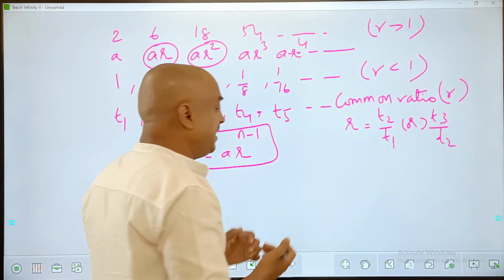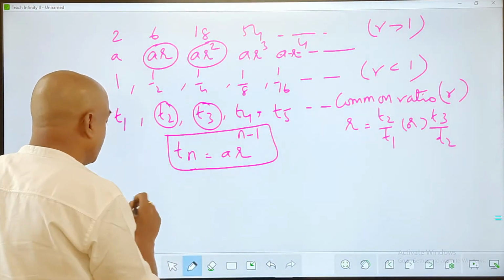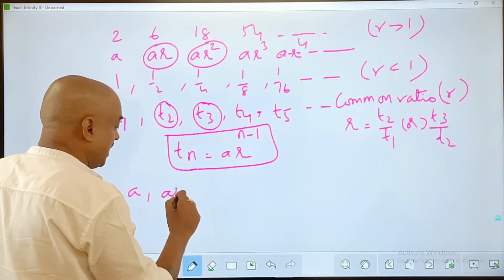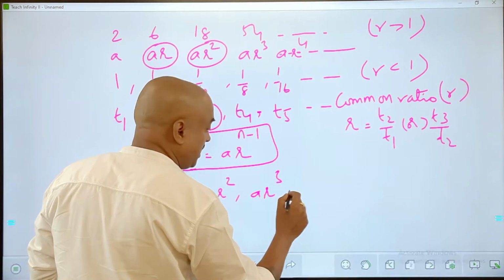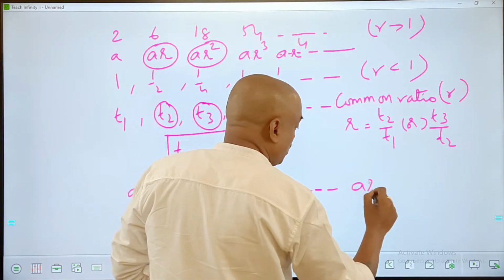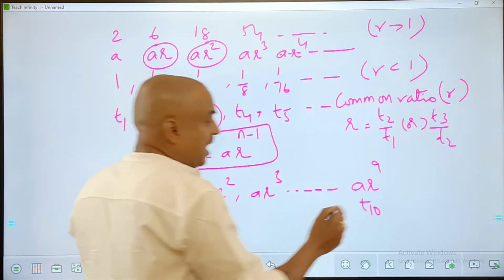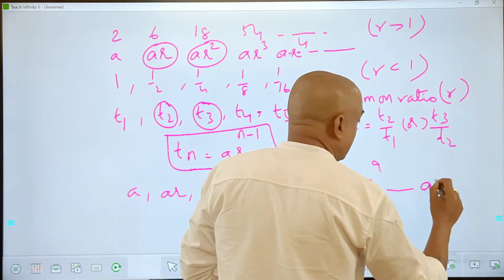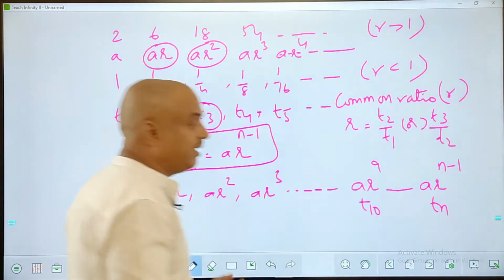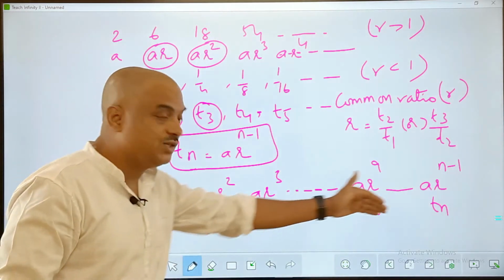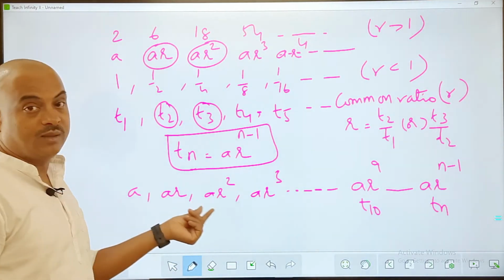Okay. So straight away, coming to the point here, first term, second term, third term. What is the general series, my friend? A, AR, AR square, AR to the power of 3, so on up to AR to the power of 9. I refer to this as T10, the 10th term, and in continuation AR to the power of n minus 1 is the general term. So this is a geometric series, what we call it. First term is A, second term is AR and so on.